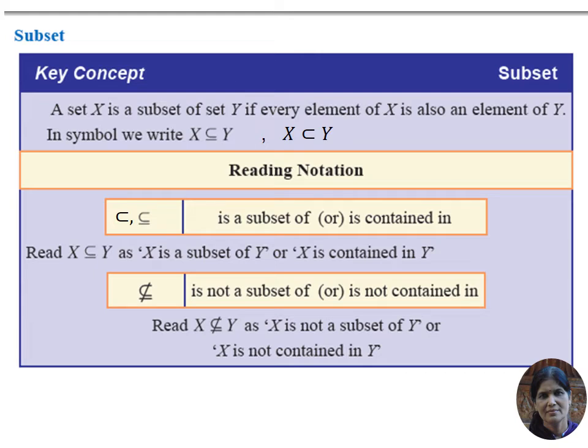Subset of a set. A set X is a subset of Y if every element of X is also an element of Y. And the symbol is X is a subset of Y. You can note the symbol used for the subset. Similarly, if all the elements of a set X are not contained in Y, then X is not a subset of Y. The symbol is given.